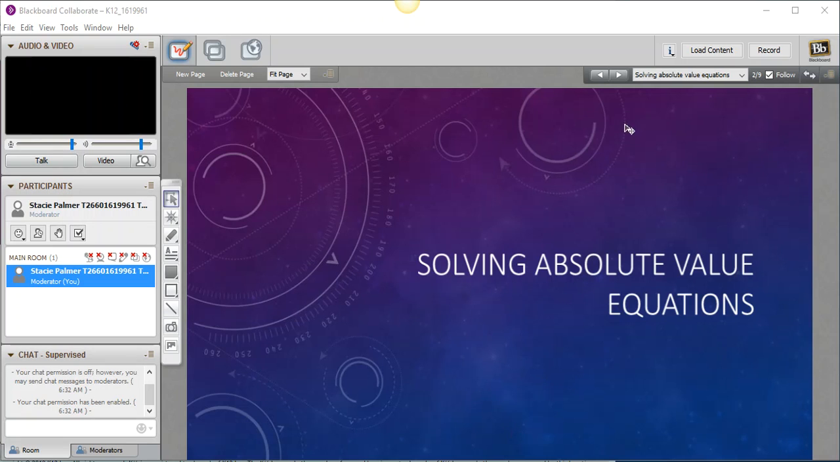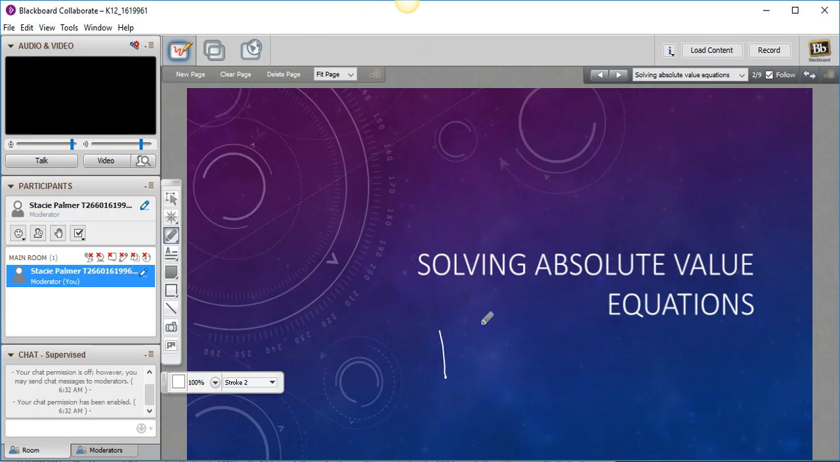Okay, so solving absolute value equations. Before we move to the next slide, I just want to show you what an absolute value symbol looks like. Okay, so when I say absolute value symbol, it looks like this. And if there is a number inside of this symbol, we would say, what is the absolute value of 5? Or what is the absolute value of -4? Or what is the absolute value of 13?